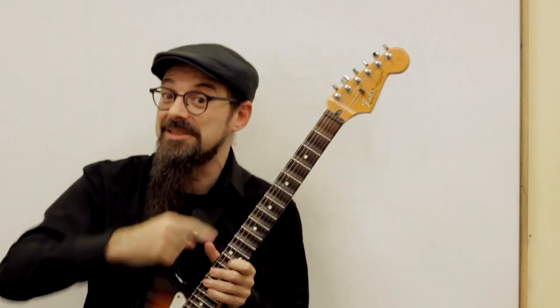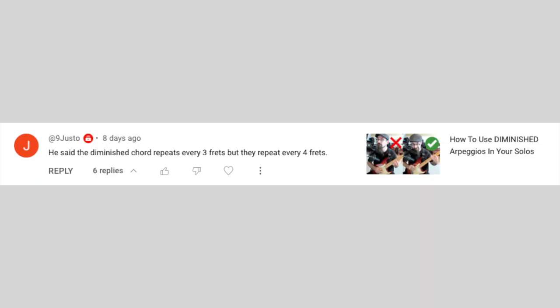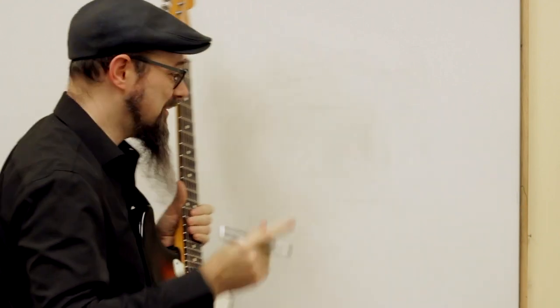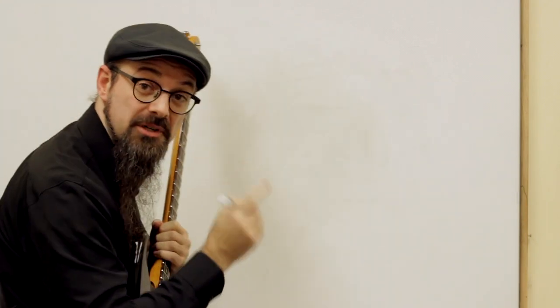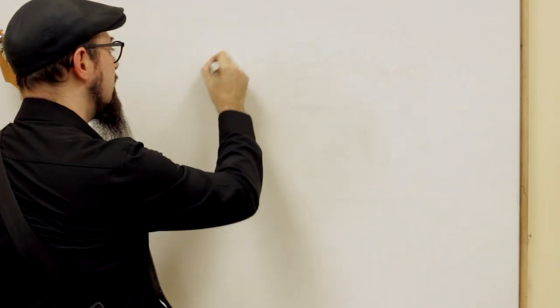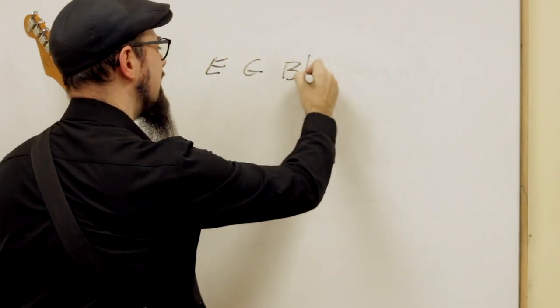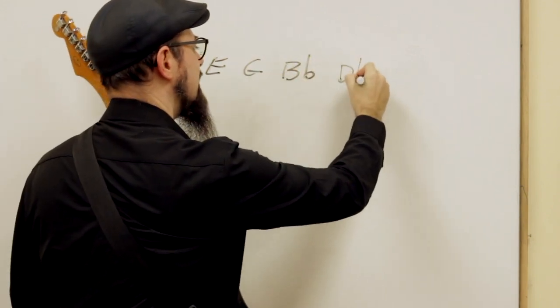I have a great question on how diminished chords repeat on the fretboard. You said the diminished chord repeats every 3 frets, but they repeat every 4 frets. Okay, so let's see. First of all, let's pick a diminished chord. I'm going to pick an E diminished chord. You'll see why later. An E diminished chord will have the following notes: the E, the G, the B flat, and a D flat.